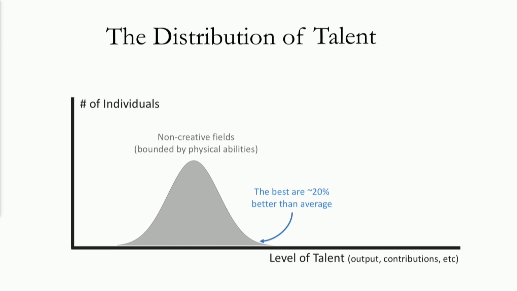I also include sports in this category of non-creative fields. You know, Steph Curry, as amazing as he is at shooting the three-ball, he's about 20% better than average. That's it. He's limited. He's only got his eyes and his muscles and his reflexes. He can't pull away from the pack too much. You might look to another sport, Usain Bolt, right? He's going to have an even tighter distribution on runners. They're not going to spread themselves out too much because they're constrained by physical abilities.